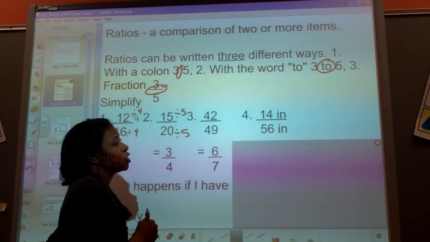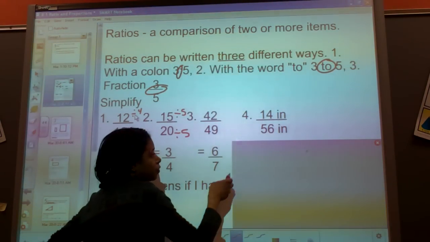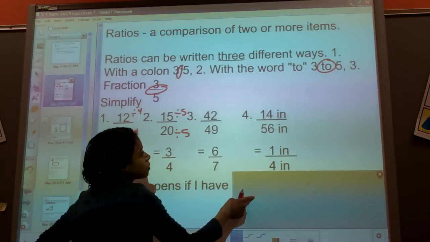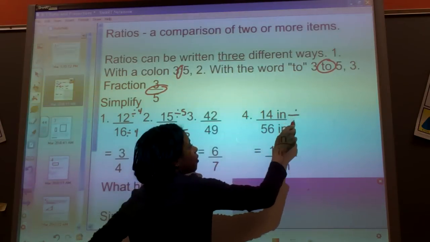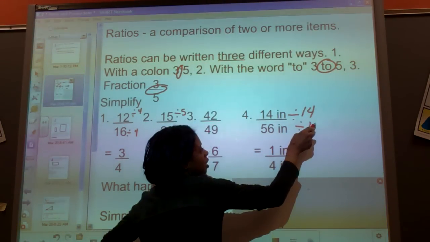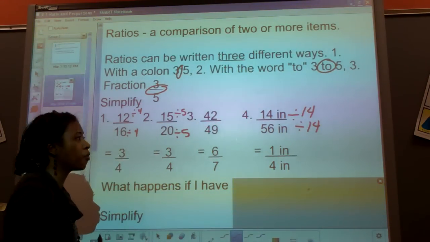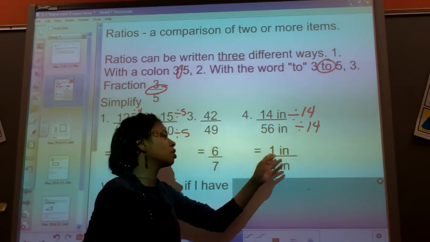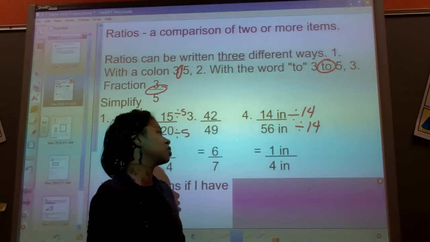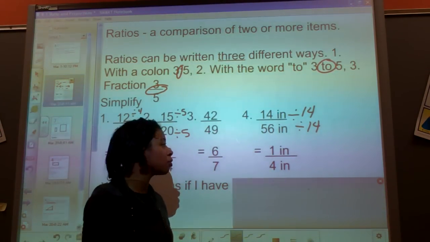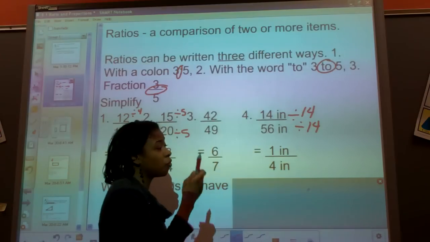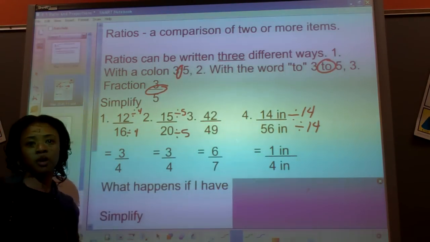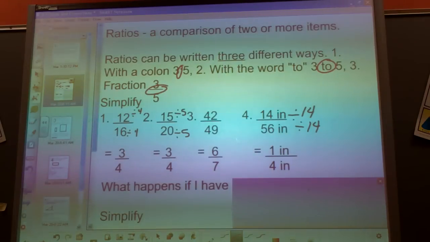Number 4 is 14 inches divided by 56 inches. It looks like 14 evenly goes into both. If I divide the numerator by 14, I divide the bottom by 14 as well. 14 into 14 leaves 1, and 56 divided by 14 is 4. The units remain, so 1/4 of an inch is the answer for both of those. Okay?